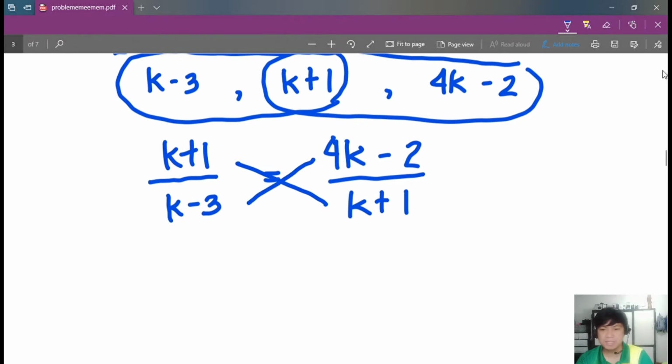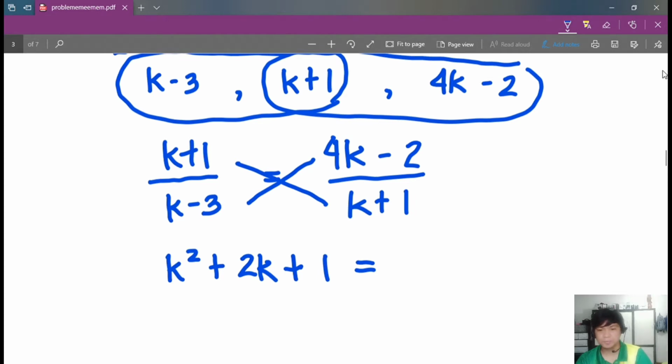So, you can cross multiply actually here para ma-simplify natin. So, unahin natin ito. So, k times k, itong dalawa, k plus 1 times k plus 1. So, k times k is k squared. K times 1 is k. 1 times k is k, so that's 2k. So, plus 2k. Then, 1 times 1 is 1. So, plus 1.